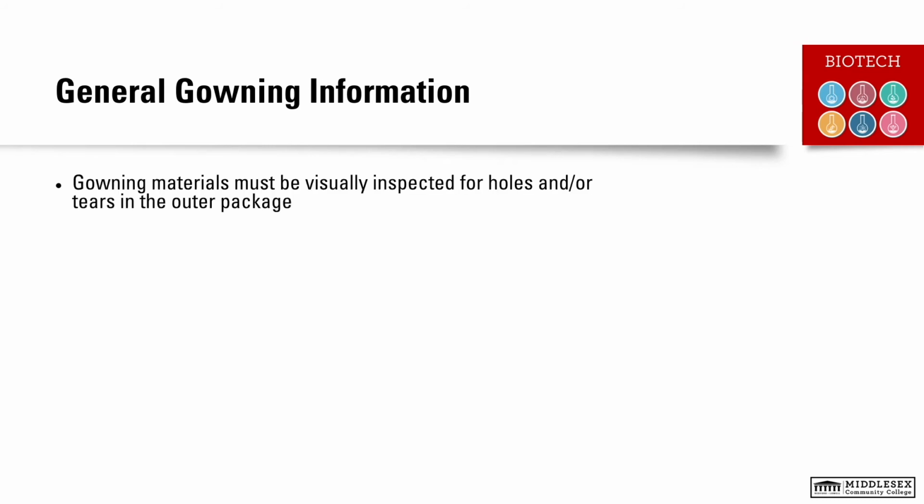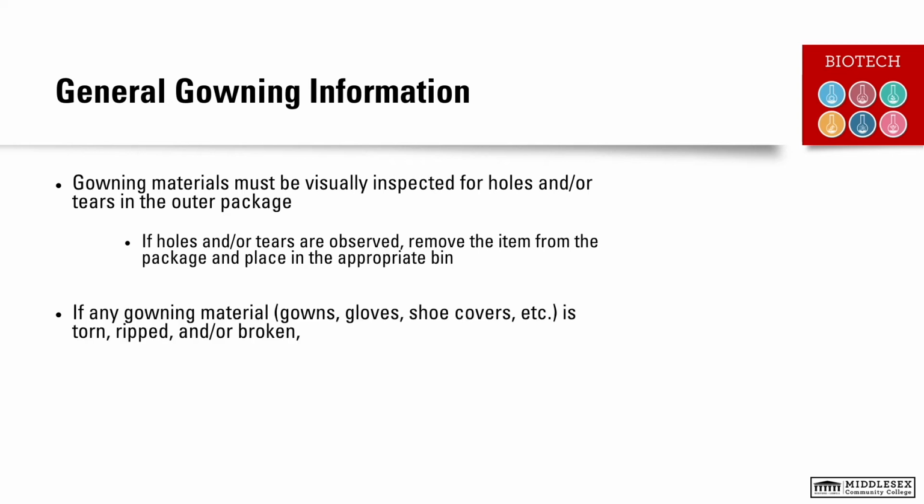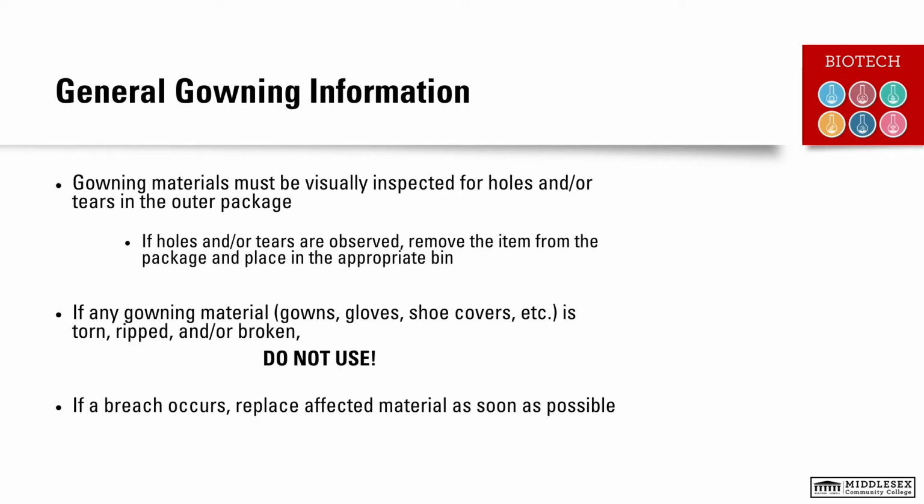Gowning materials must be visually inspected for holes and/or tears in the outer packages. If holes and/or tears are observed, remove this item from the package and place in the appropriate bin. If any gowning material, whether it be gowns, gloves, shoes, covers, etc., is torn or ripped and/or broken, do not use. If a breach occurs, replace affected material as soon as possible.